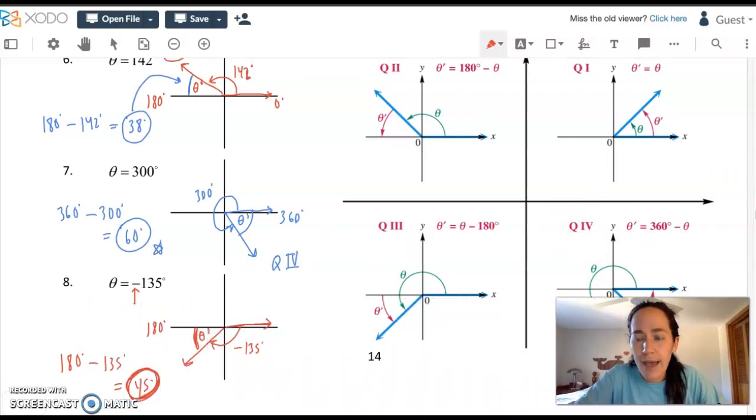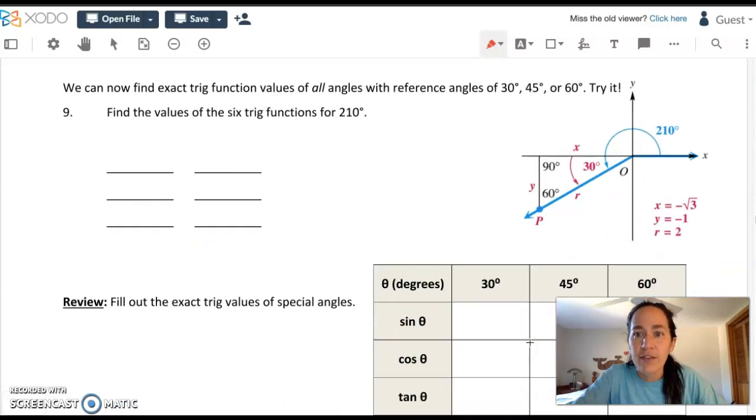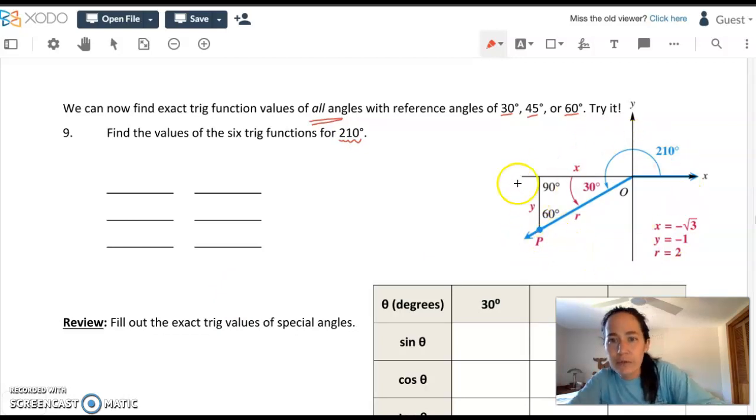Okay, so now let's see how we can relate this to some exact values that we're familiar with. The exciting part about this lesson is we can now find trig function values of all angles with reference angles of 30, 45, or 60 exact value, no matter which quadrant they fall in. And you have a nice picture here for 210 degrees. I actually didn't have to give you this picture. We could have figured out the reference angle on our own. Just make sure you agree with what you see here.